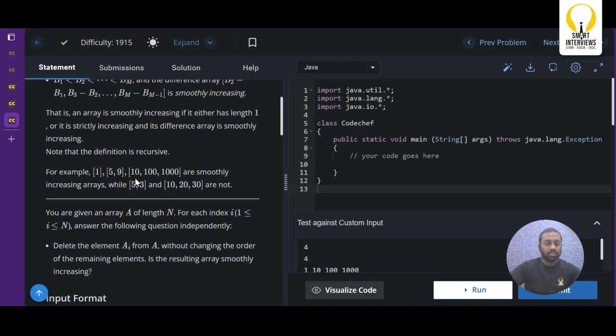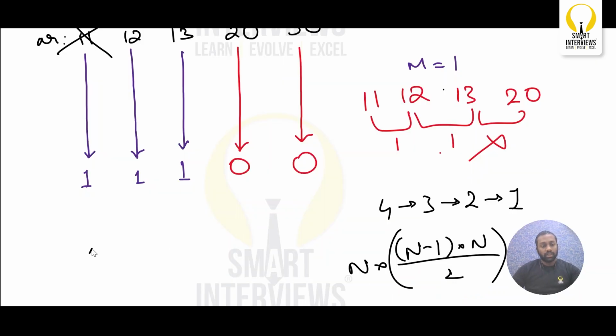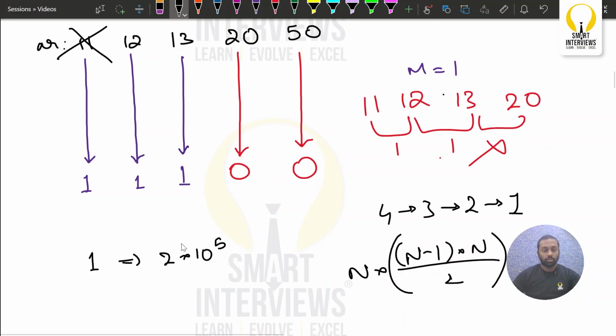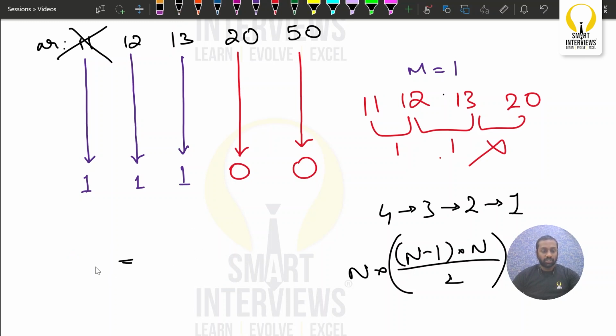Obviously, for the given constraints, those are very, very high. That is, n is up to 2 into 10 power 5. Do we need to worry about the array of n? Not really. But do we need to worry about test cases? Yes, 2 into 10 power 4. But he also told that the sum of n across all the test cases won't exceed 2 into 10 power 5. That is, if there is one test case of size 2 into 10 power 5, then only that test case will be there. There will not be any other cases, because the sum of n across all tests will not exceed 2 into 10 power 5. So this is what he means. One array with 2 into 10 power 5 size is the worst case.